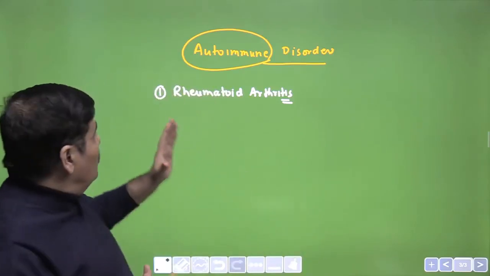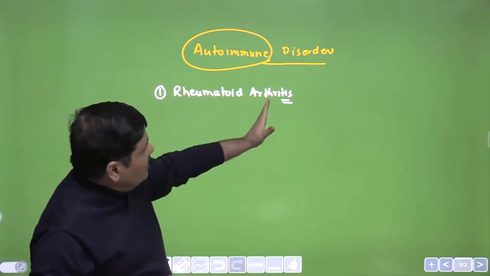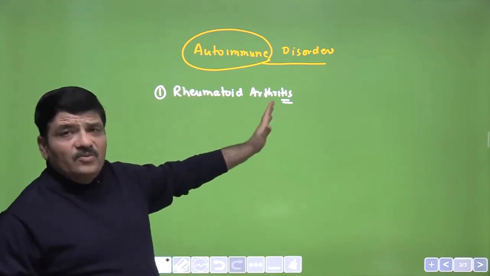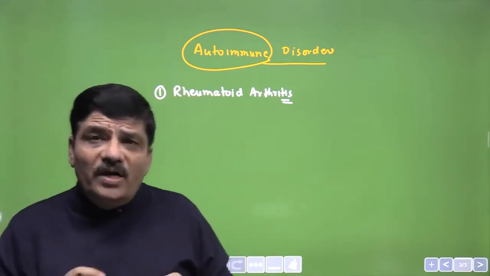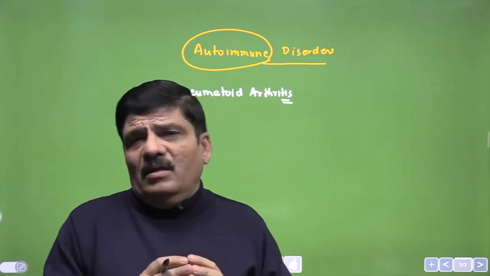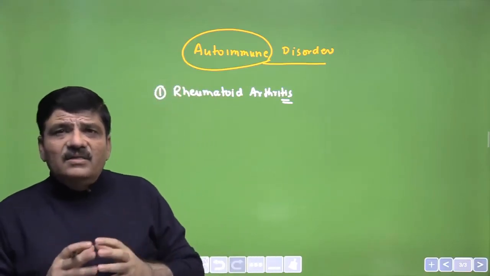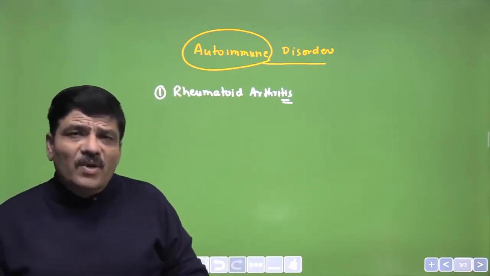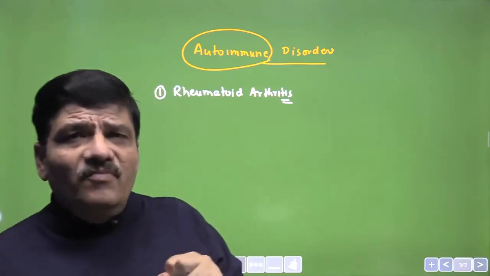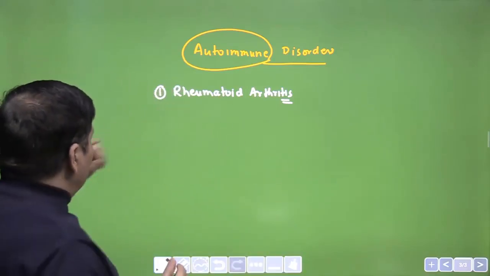So this is rheumatoid arthritis. Arthros means joint, itis means inflammation. There is inflammation of the joint, the capsule is damaged, and the cartilages can be damaged, and it can be a very, very painful condition, also associated with deformity. So this is one that you must remember.